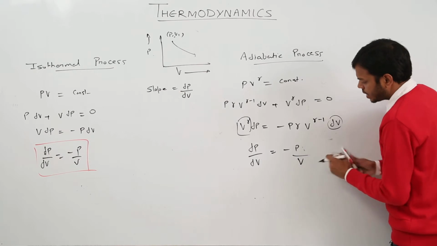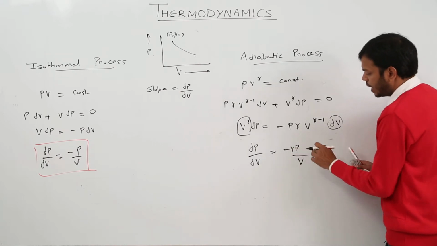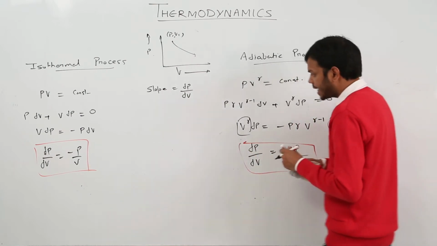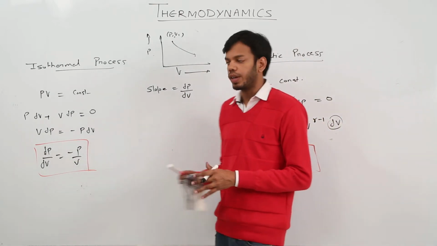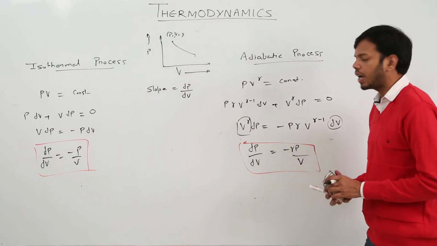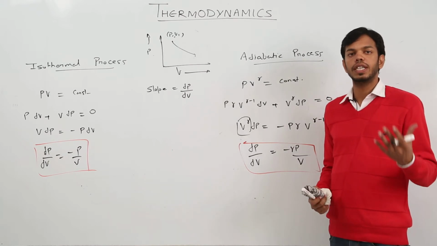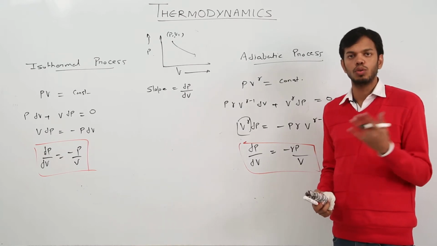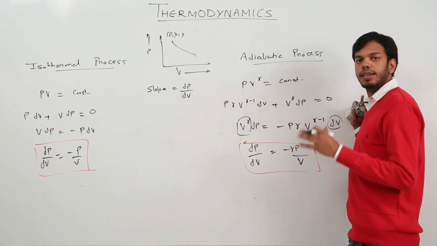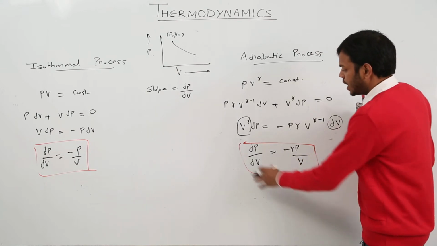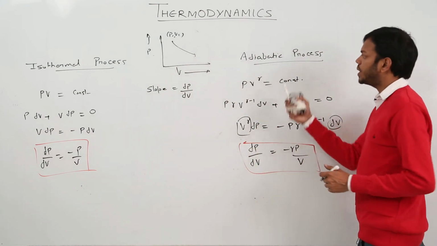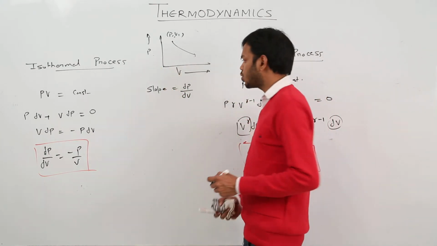It is minus gamma times P upon V, whereas in that case I had only minus P upon V. So the difference in slope actually depends on the value of gamma. See, gamma is the ratio of specific heat capacity of the gas at constant pressure to that at constant volume, Cp upon Cv. Since gamma is greater than 1, this slope is larger. So the graph would be steeper in the adiabatic case than in the isothermal case.